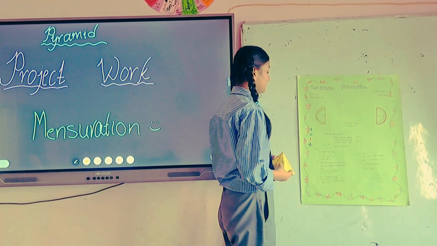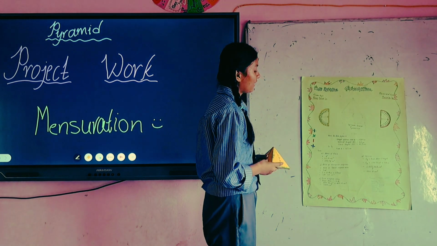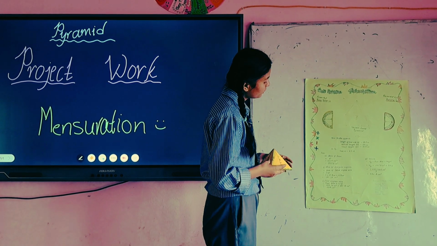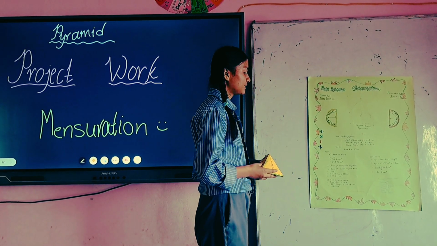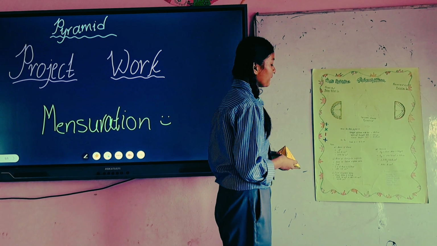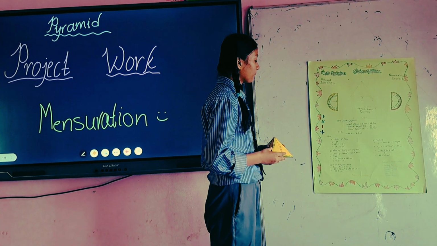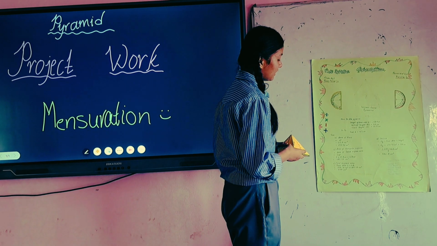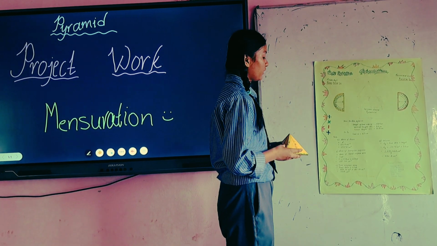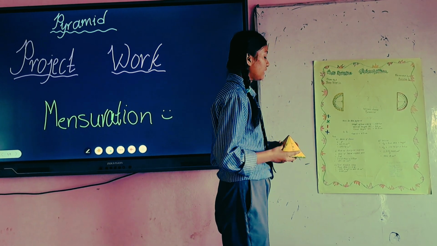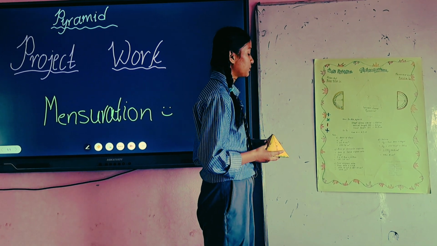Now the area of base is equal to A square, which is 12.4 cm whole square, that equals 153.76 cm square. Secondly, the area of triangular surfaces, also called lateral surface area, LSA, is equal to 2AL, which is 2 into 12.4 cm into 11.4 cm, that equals 280.24 cm square.